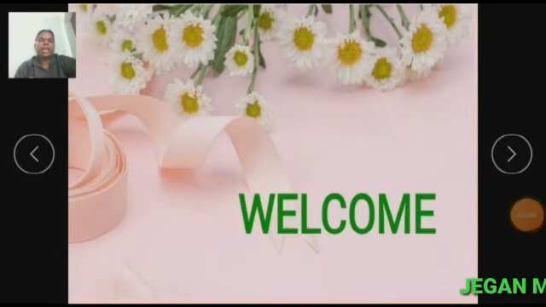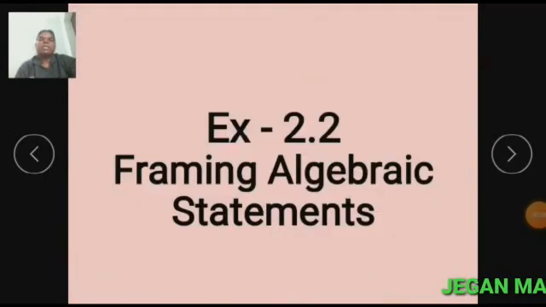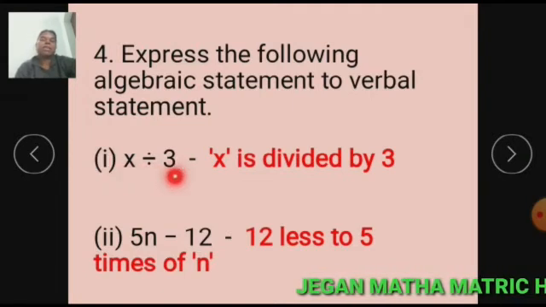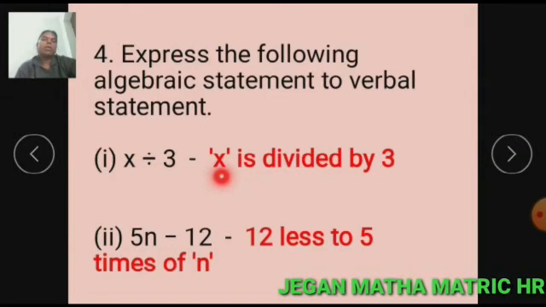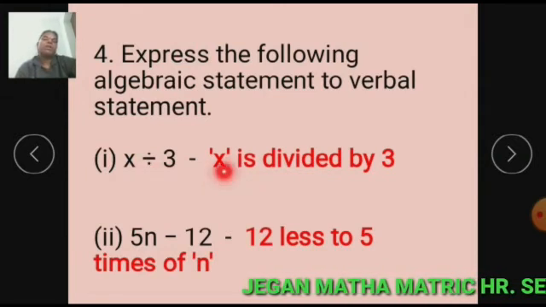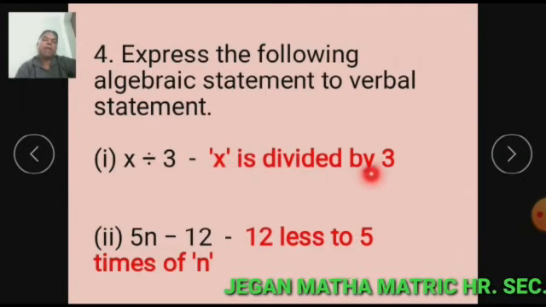Welcome to Maths class. In this class, we do the sums given in exercise 2.2. Question number 4. Express the following algebraic statement as a verbal statement. Subdivision 1. x divided by 3. The verbal statement of the given algebraic expression is x is divided by 3.